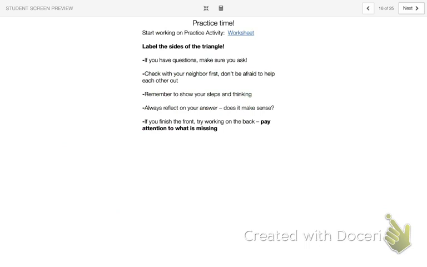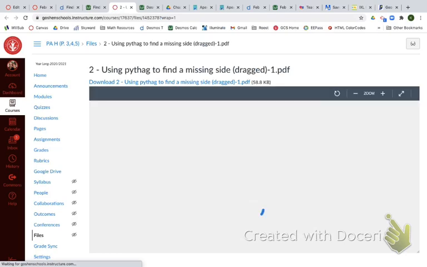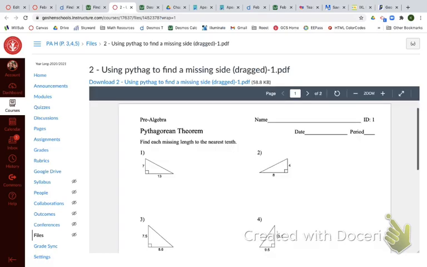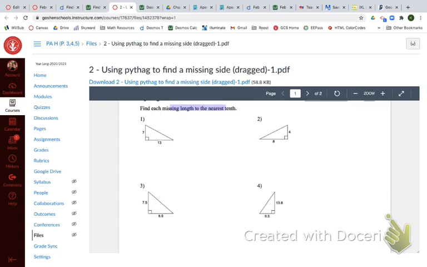Okay, that's it for video 1. Right now you're going to do the practice activity. So you're going to take this worksheet that you have in paper. If you're at home, you'll want to press this link. This will take you to the worksheet in Canvas. You're going to only do the first side. So the first side is finding the missing length to the nearest tenth. On the first side, it's always the hypotenuse. So you'll want to show all of your work here.